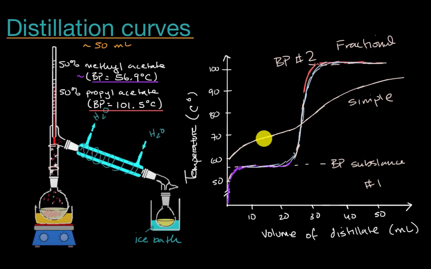And you could imagine if someone were to present a simple distillation curve like this, it's much harder to pick out the boiling points of the various substances because at any given point you have more of a mixture of vapors than you do when you're doing fractional.